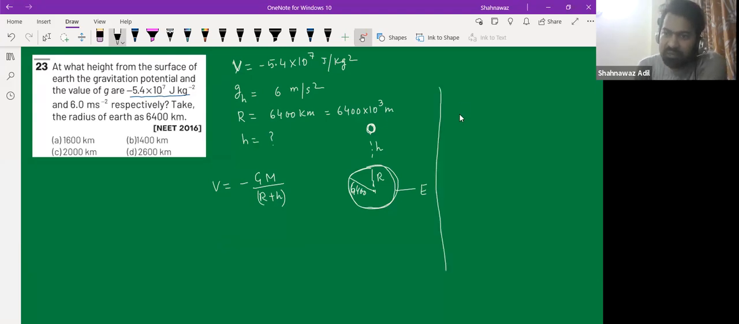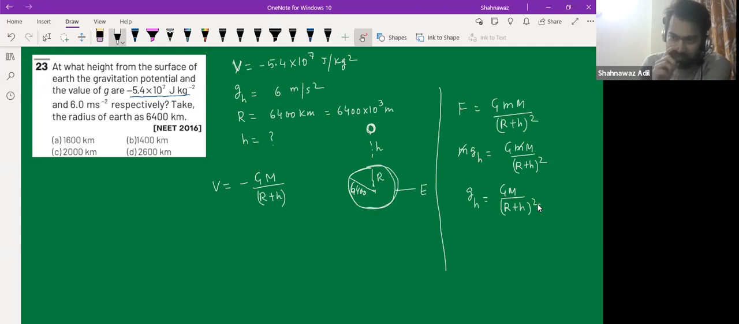We know that the force F between these two would be GMm divided by (R + h) whole square. And this is equal to mgh. So this m and this m will cancel, and we have the value of gh. This is simply GM by (R + h) whole square.